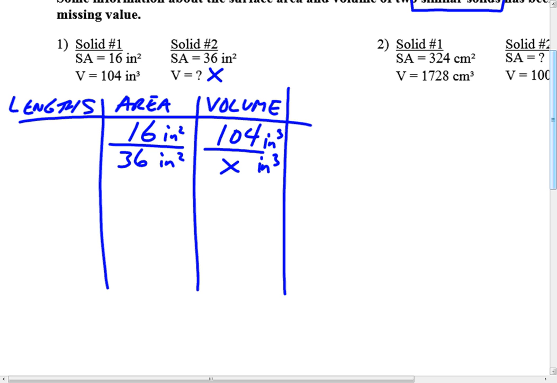Lengths, I have no idea. I don't know what my scale factor is. How do you work backwards from the area? Square root. So we have to move down the totem pole or down the evolutionary chain. What's 4 over 6 reduced? 2 over 3.